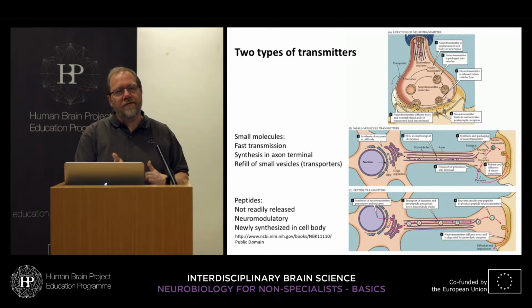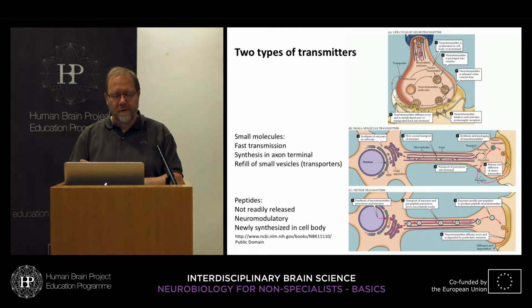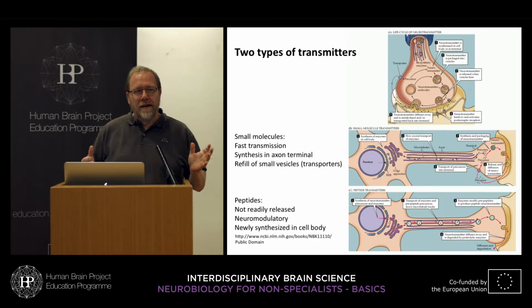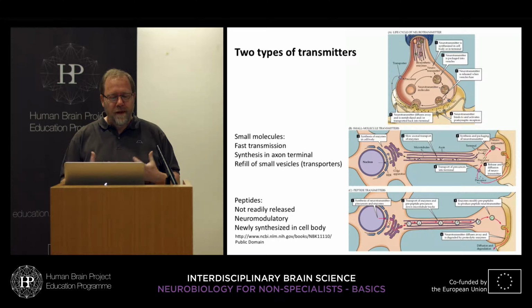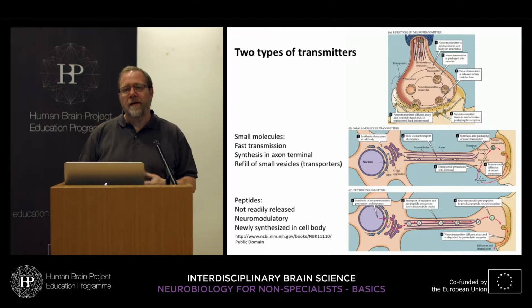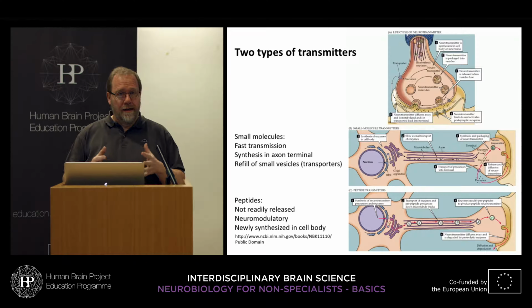So it's a very fast and precise type of signaling. So the second class of neurotransmitters are neuropeptides. These neuropeptides are very small proteins, and as proteins, they are synthesized in the cell soma.